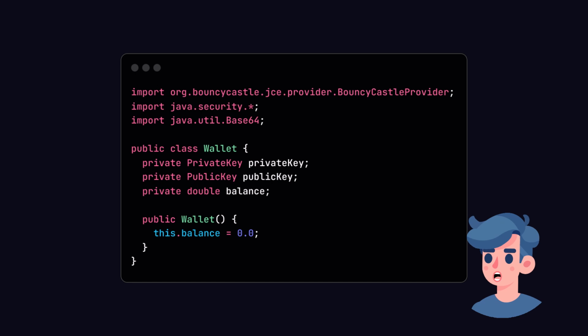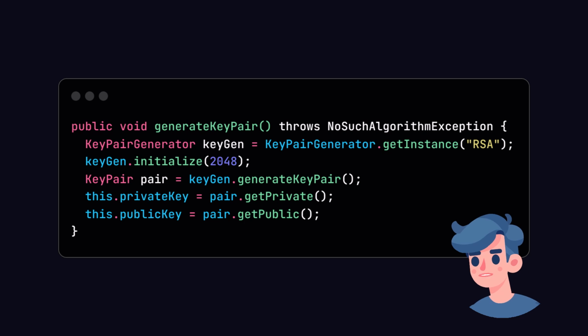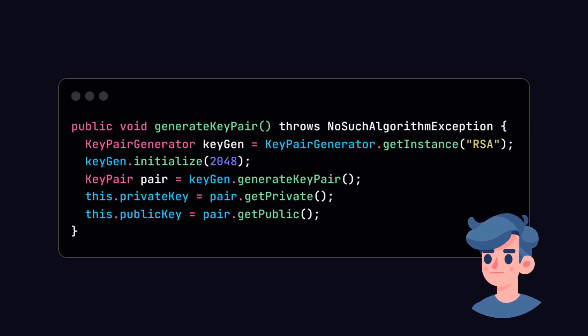Now let's create fields for our wallet. We will need a private key, a public key, and a way to store our balance. We'll initially set the balance to 0. We need to generate a public and private key pair. We can achieve this by using the KeyPairGenerator class from the Java security library. Let's create a method named generateKeyPair that will handle this process.